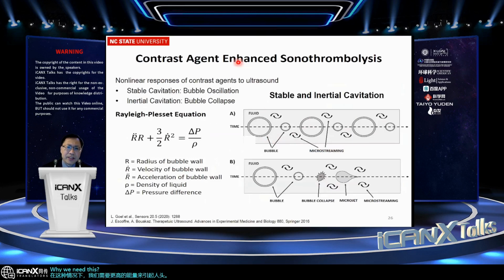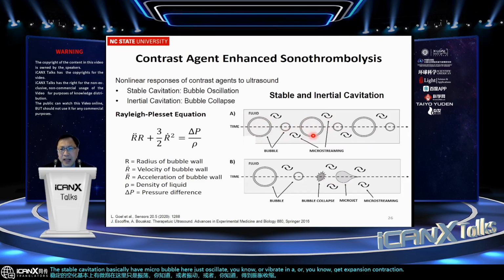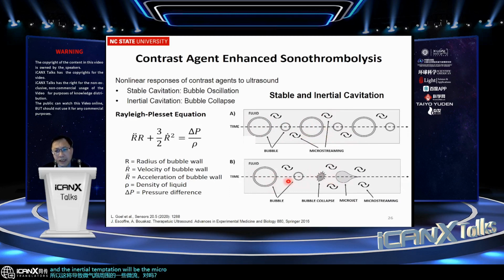Why do we need this cavitation? We know cavitation, we call it stable cavitation, and we have inertial cavitation. The stable cavitation, basically you have a microbubble here, it just oscillates, or vibrates, or gets expansion, contraction. So that will cause some microstreaming around the microbubbles, right? And the inertial cavitation will be when the microbubble collapses at some point.